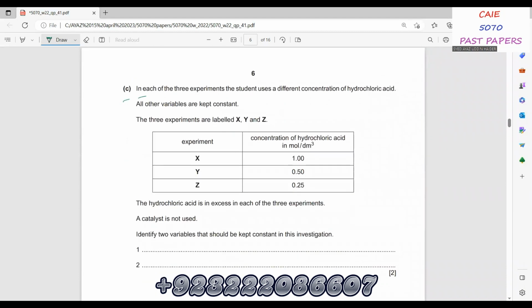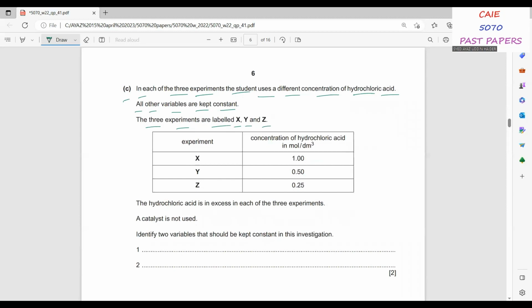C, in each of the 3 experiments, the student uses a different concentration of hydrochloric acid. All other variables are kept constant. The 3 experiments are labeled X, Y, and Z. You see the difference in the concentration. In X, the student uses 1 mole per dm cube. In Y, he uses 0.5. In Z, 0.25 mole per dm cube. The hydrochloric acid is in excess in each of the 3 experiments. A catalyst is not used.